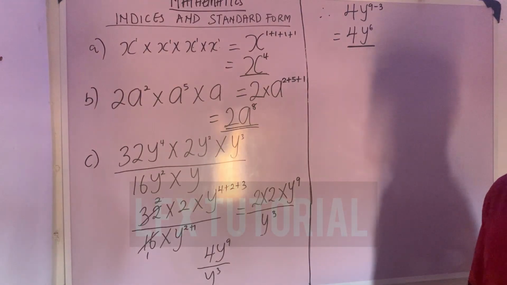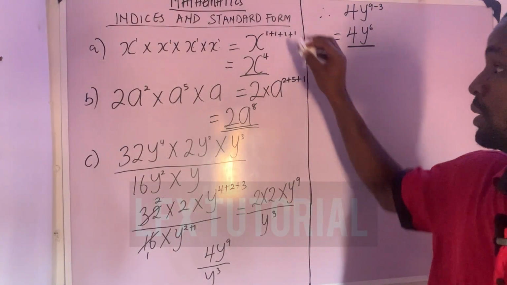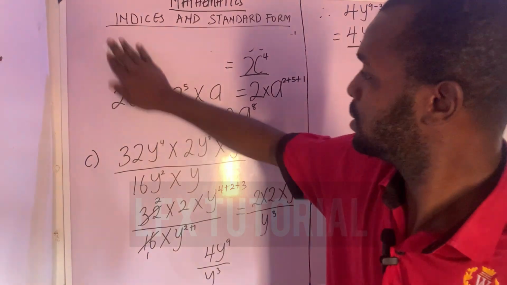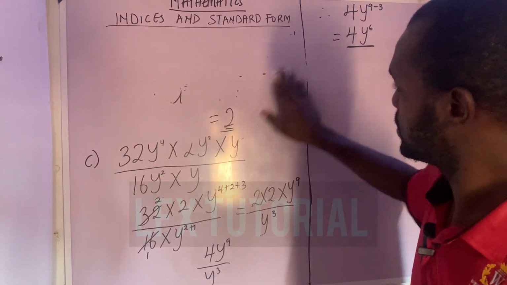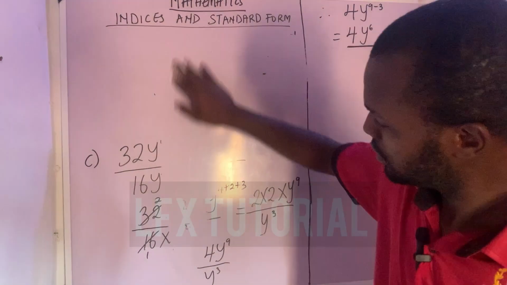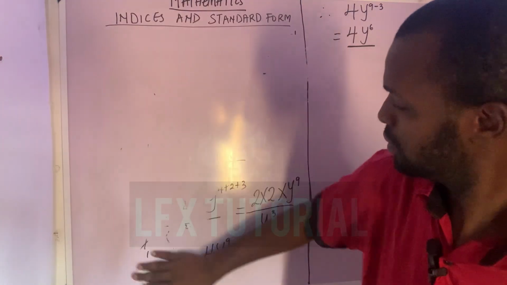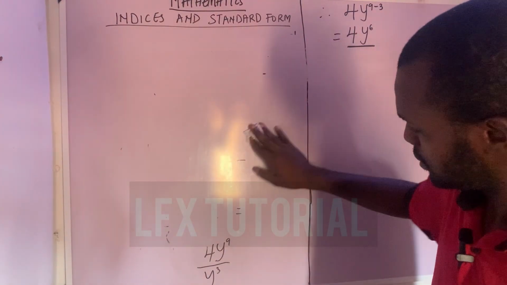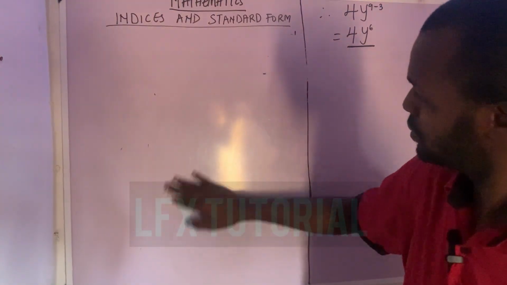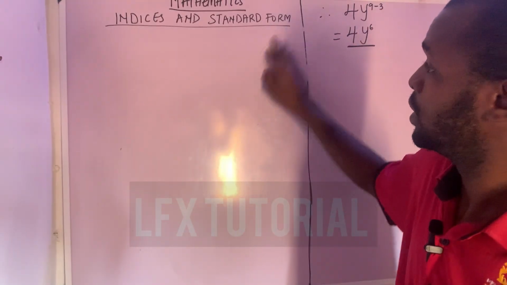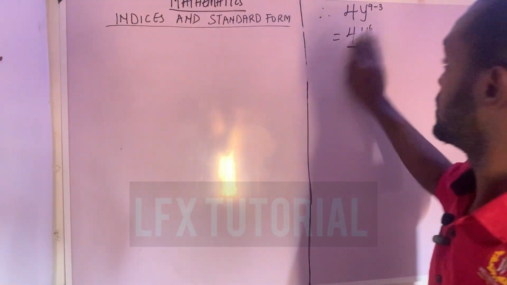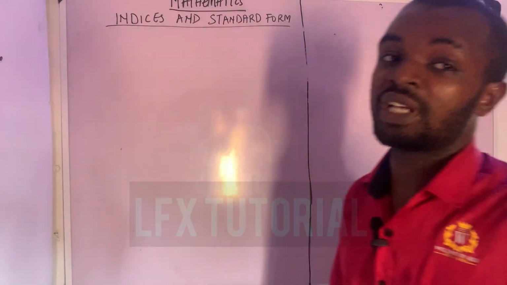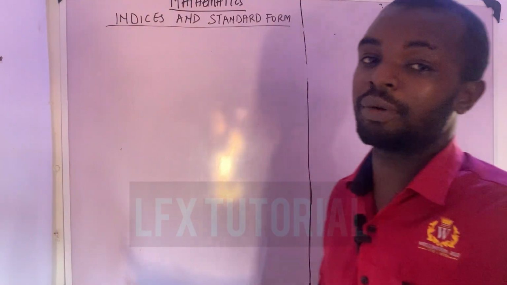Now, let's touch standard form a little bit. Remember, like I said before, standard form is a number times 10 raised to power any number.